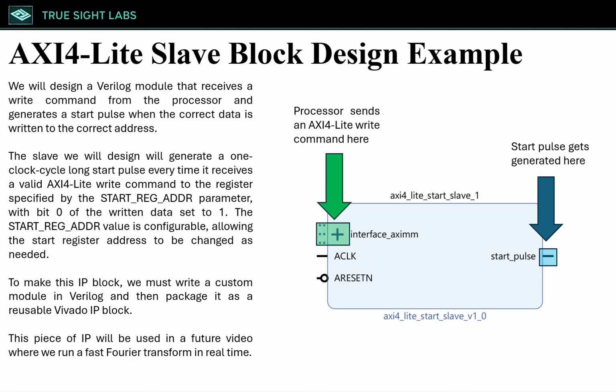To make this IP block, we must write a custom module in Verilog and then package it as a reusable Vivado IP block. This piece of IP will be used in a future video where we run a fast Fourier transform in real time.